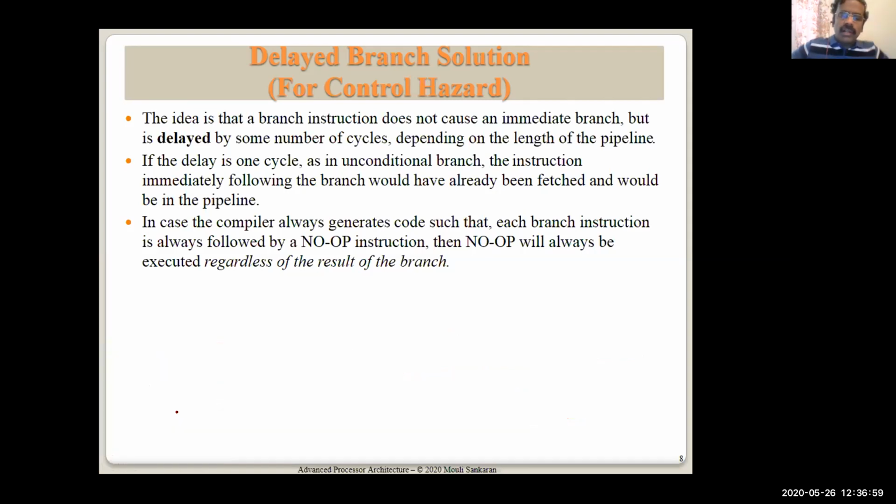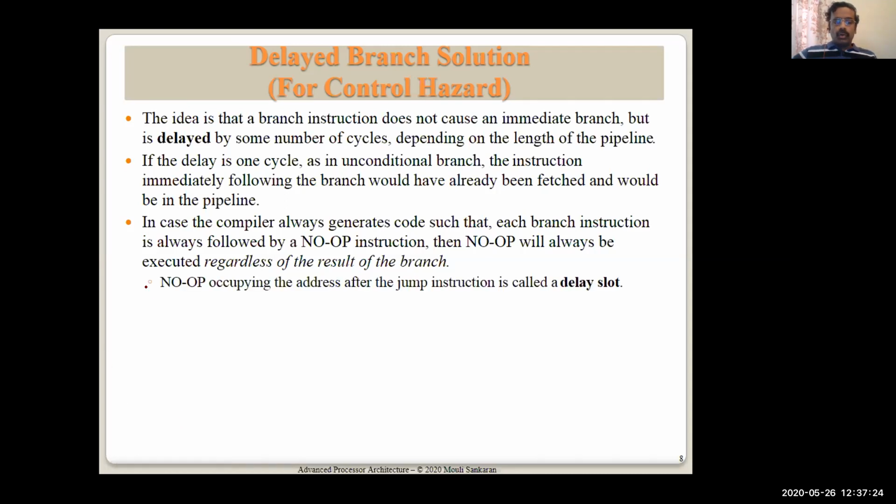Now, what is the advantage we get by introducing a no op? We don't need hardware to take care of flushing the pipeline and keeping the stages of the pipeline idle. These are additional checks, and some hardware has to be put in. Instead of that, you have a software solution wherein wherever there is a jump, a no op will be put next to it. This is one crude way of avoiding that hardware. So the no op is occupying the delay slot.